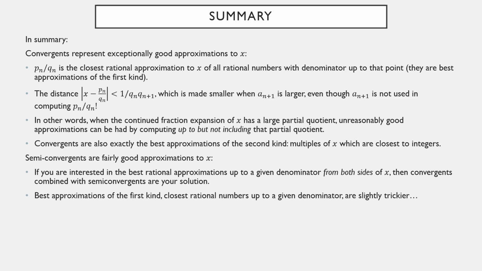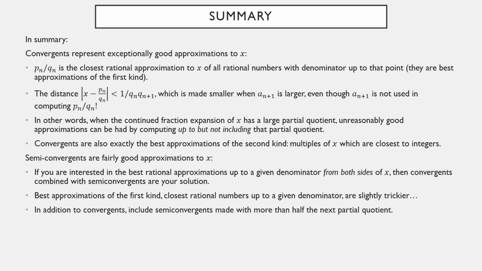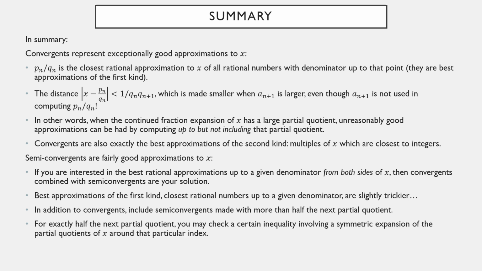Best approximations of the first kind is a little subtler. It's asking for which rational numbers are closest to x up to that size of denominator without paying attention to whether it was on one side or the other. It's a slightly trickier problem. The convergents are best approximations of the first kind, and so are some of the semi-convergents, those made with more than half of the next partial quotient. If exactly half of the next partial quotient was an option, you check a certain inequality involving this nice symmetric expansion of the partial quotients of x around that particular index that you divided by 2.